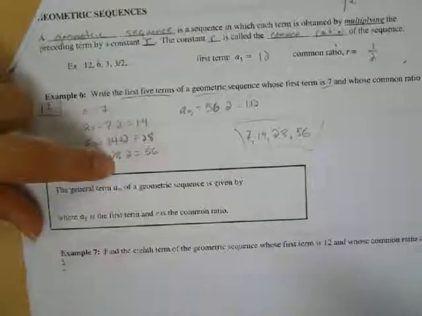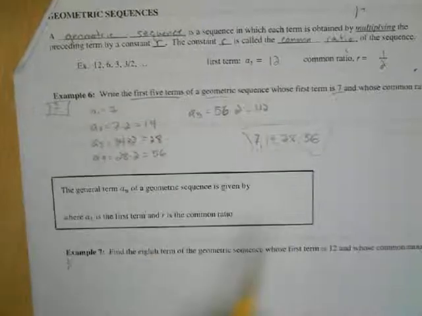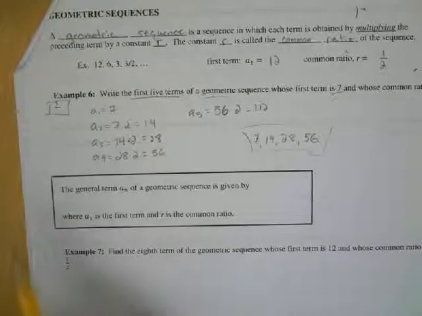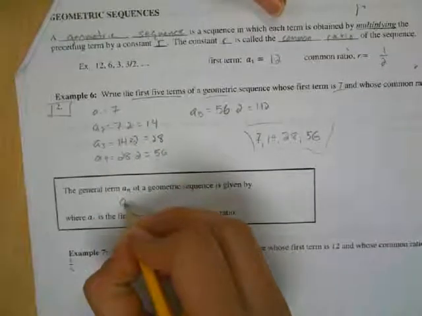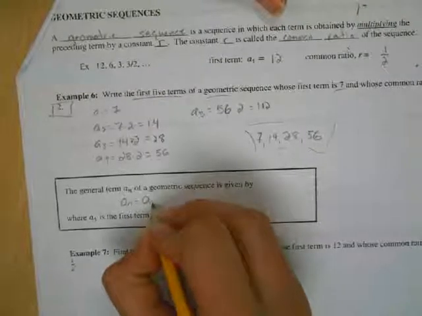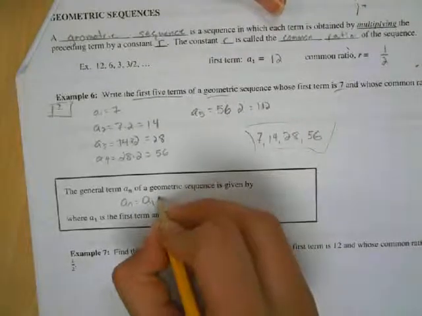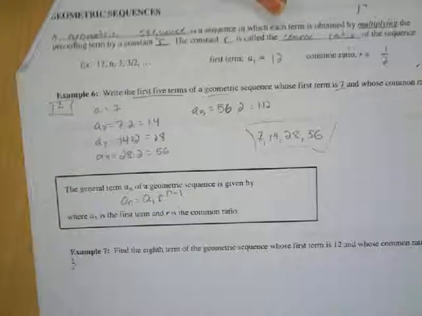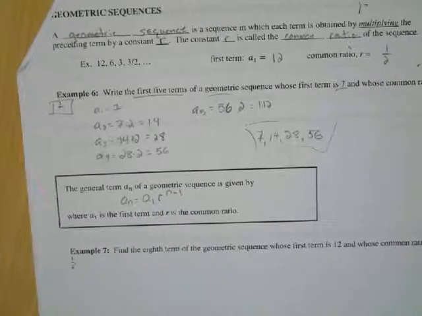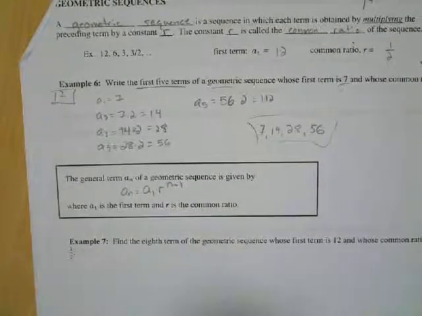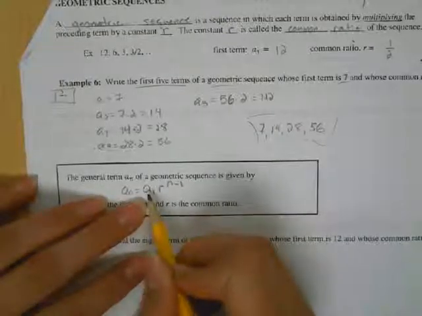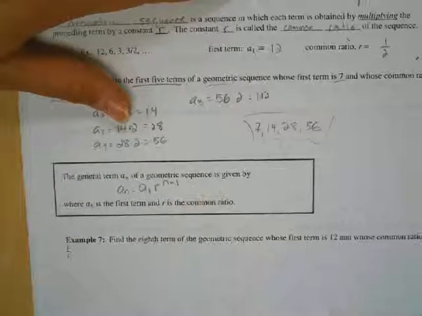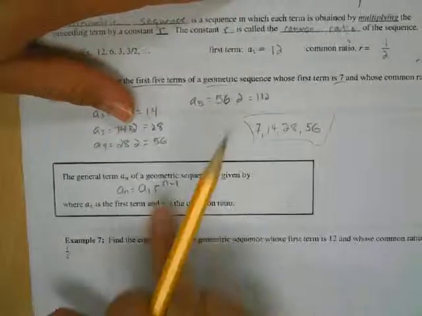That's why you get the exponents, because every single time I'm multiplying by 2 one more time. So my general term here, a sub n, is the first term times the ratio raised to the n minus 1. Again, the n minus 1 is so that we can make sure that our first term doesn't get multiplied by anything. We want our first term to just be the first term. Where a1 is the first term and r is the common ratio. So this is your geometric sequence formula. This makes writing your general terms a whole lot easier.